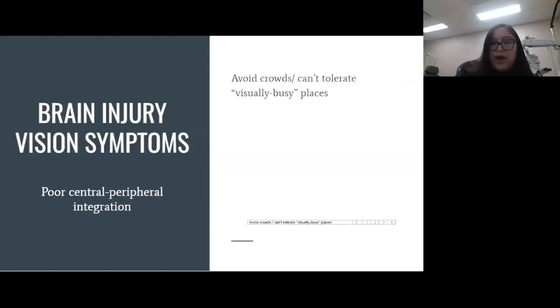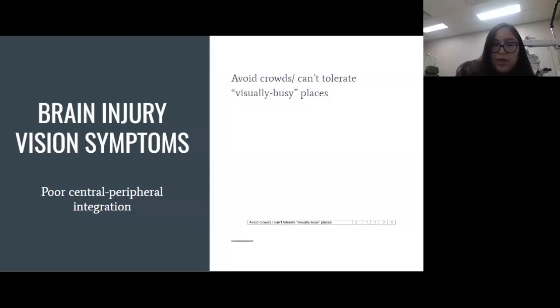Now, when you are avoiding crowds or you feel like you can't tolerate visually busy places, for example, the supermarket or maybe concerts, you may have poor central peripheral integration. So where poor depth perception may be because you're suppressing when you're not supposed to, this one is maybe because you're not suppressing when you are supposed to. When you're walking past a busy crowd, for example, you should be able to suppress the movement beside you. At a grocery store, the aisles beside you. If you're not able to, you may feel overstimulated, like there's too much noise around you.